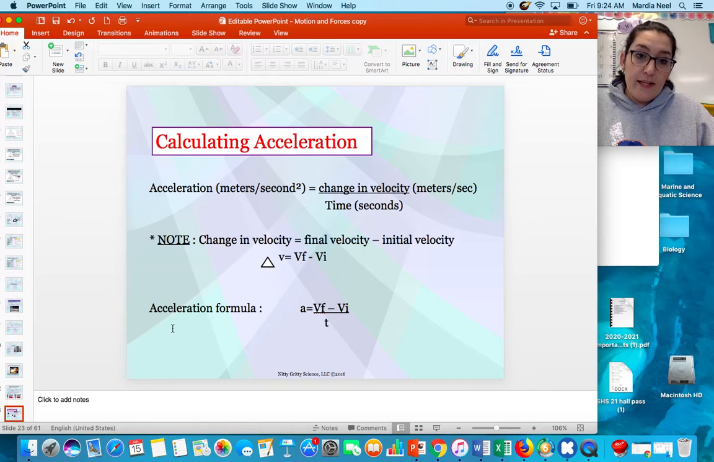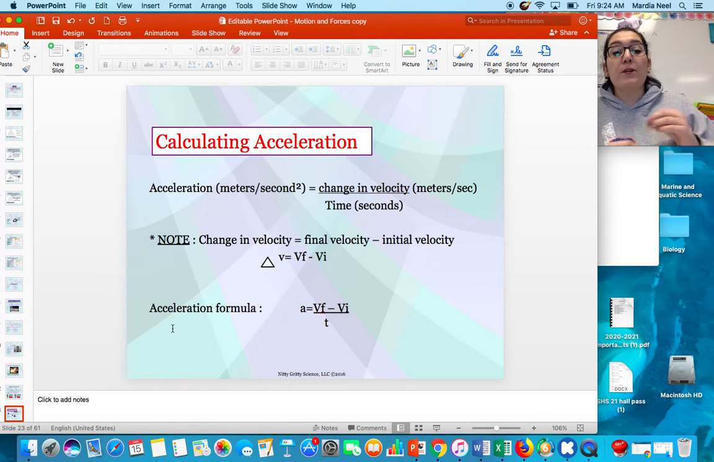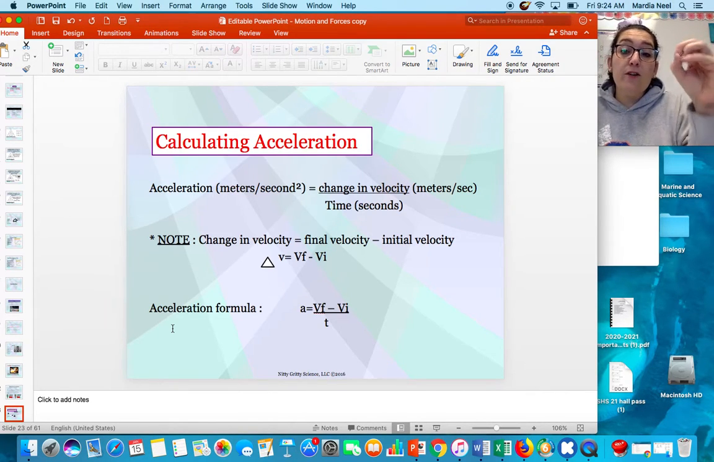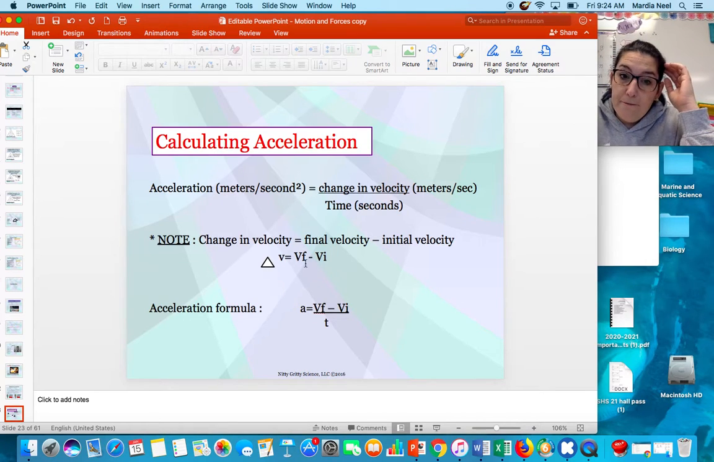All right, so calculating acceleration. So acceleration is measured in the units meters per second squared. And acceleration is a change in velocity over a change in time. Your change in velocity is the final speed you were going minus the very initial speed you were going. So that means our acceleration is equal to our final speed over our initial speed all over time.